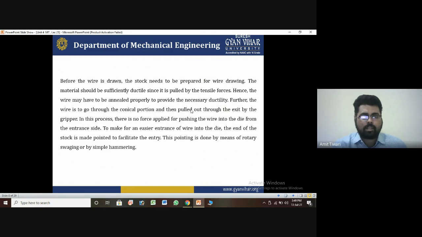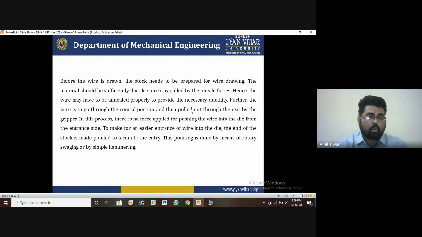Another thing we have to consider is that before the wire is drawn, the stock needs to be prepared for wire drawing. The material should be sufficiently ductile since it is pulled by tensile forces. Hence the wire may have to be annealed properly to provide the necessary ductility.